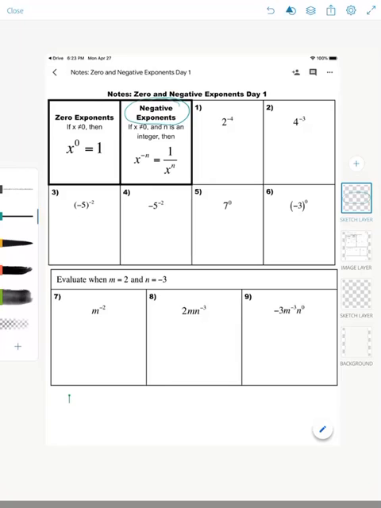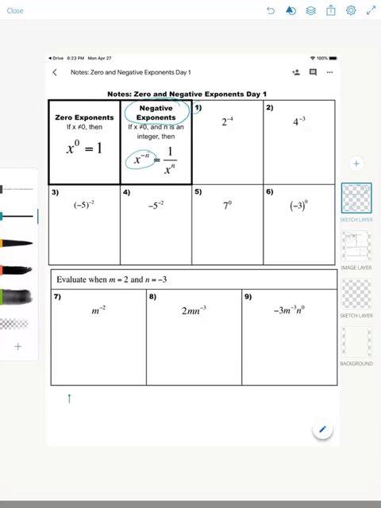Negative exponents, literally what they mean is if you have a number to a negative power, like this, x to the negative n, it literally means the reciprocal. So that's the same as 1 over x to the positive of whatever that negative n was. So let's just see how that rule applies for number 1. So 2 to the negative 4 power.